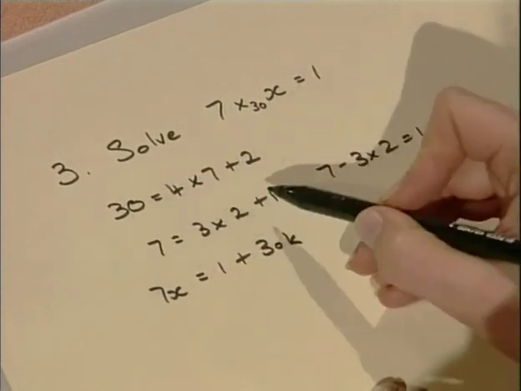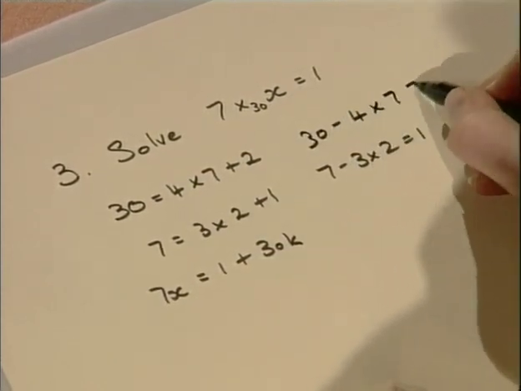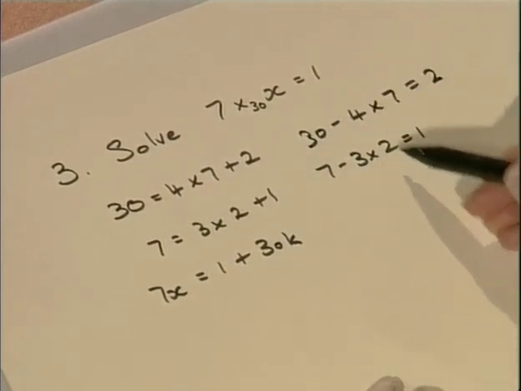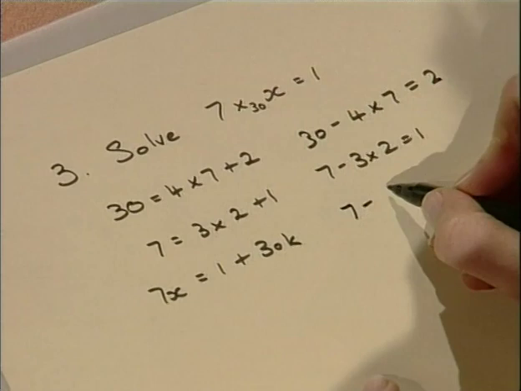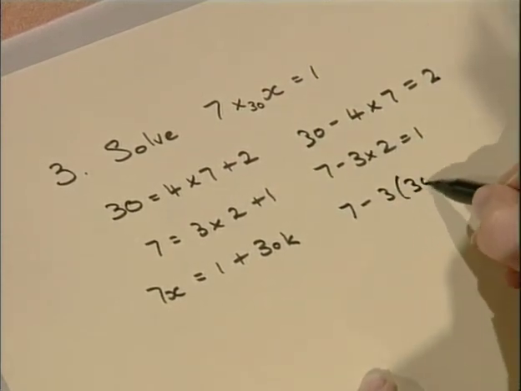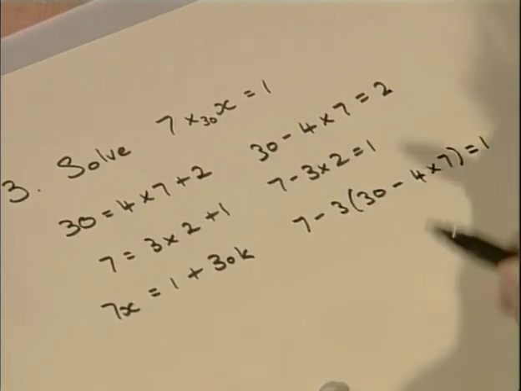So if I rearrange this to 30 minus 4 multiplied by 7 equals 2, I could substitute this value in here for this 2. So if I write that out, I'll get 7 minus 3 multiplied by, and instead of the 2, I've got 30 minus 4 multiplied by 7, and that all equals 1. Now, because I'm aiming for 7x on the left-hand side, I think it might be a good idea to gather the 7 terms together.